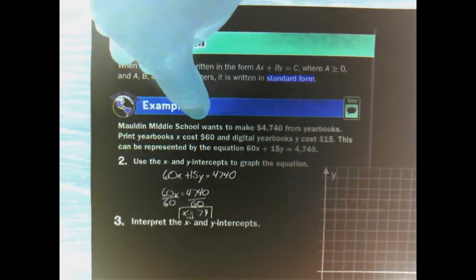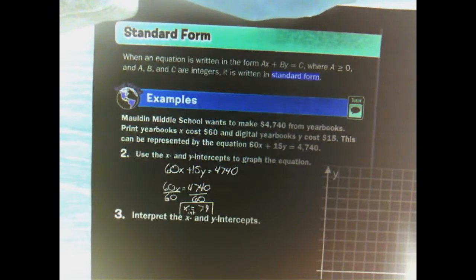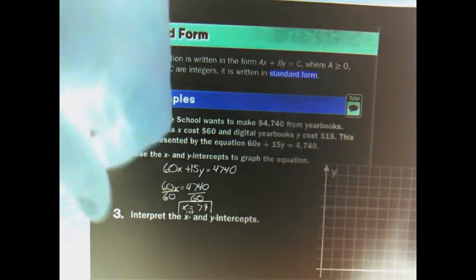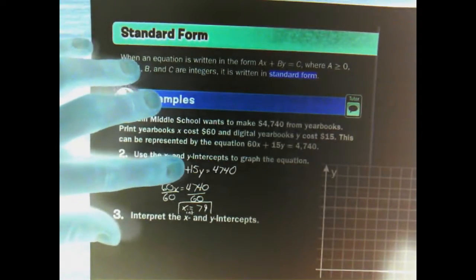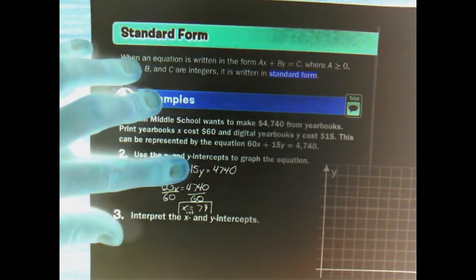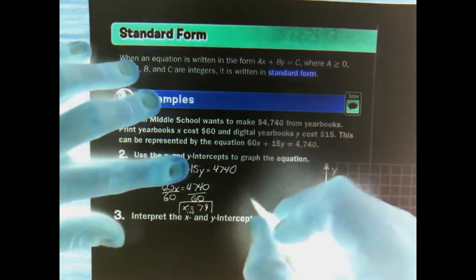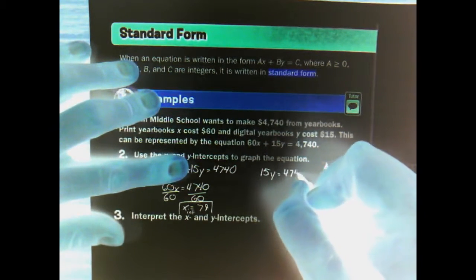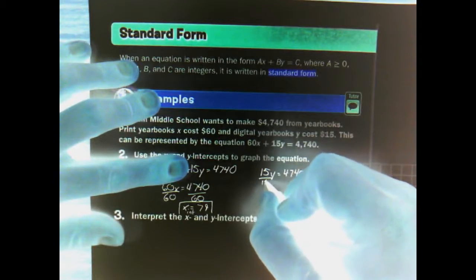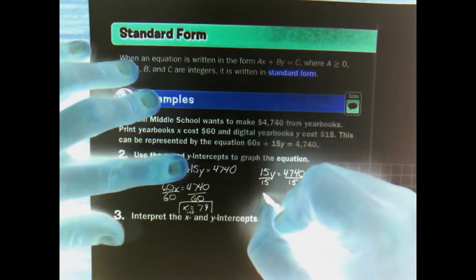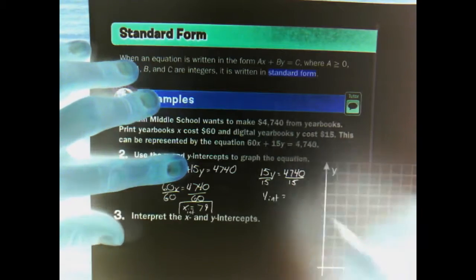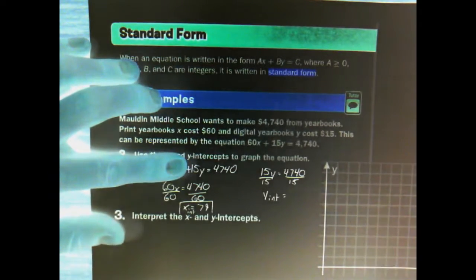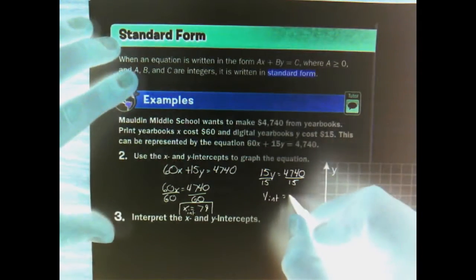The same way I can find my y-intercept. So to find your y-intercept, you plug 0 in for x. Well, if I plug 0 in for x, it's essentially covering that up. So really what I have is the equation 15y equals 4,740. And I divide both sides by 15 to get my y-intercept to be 316.